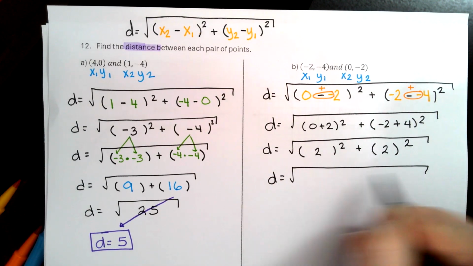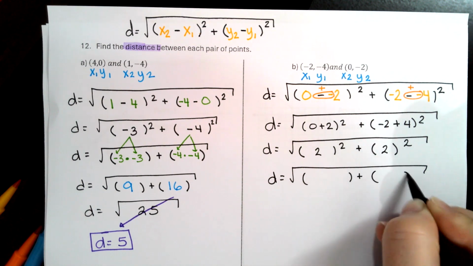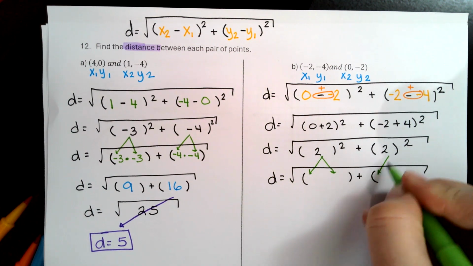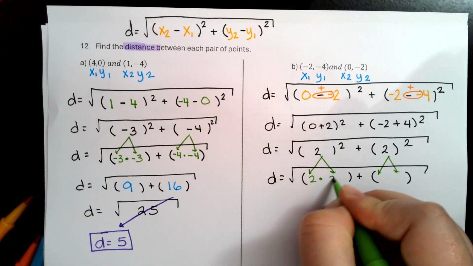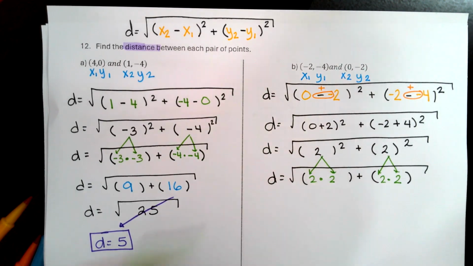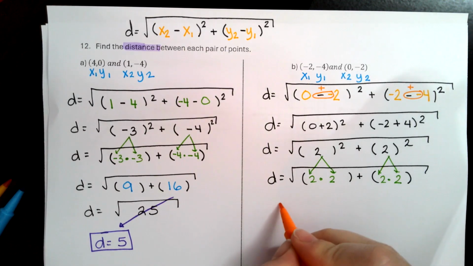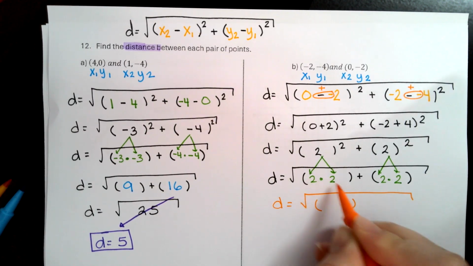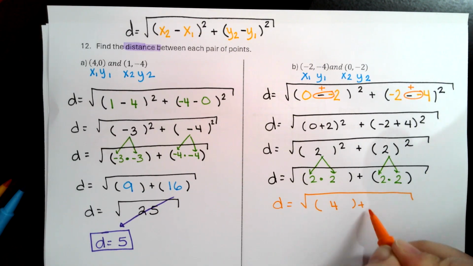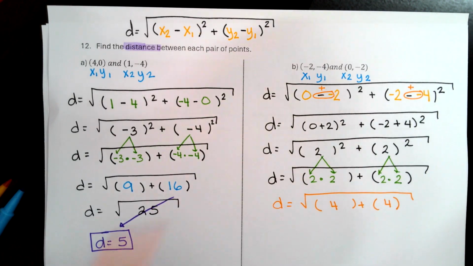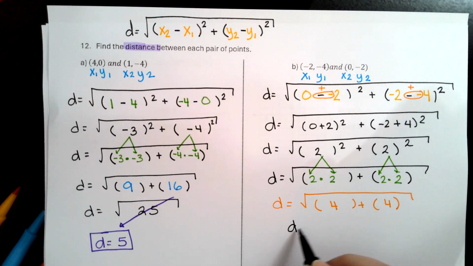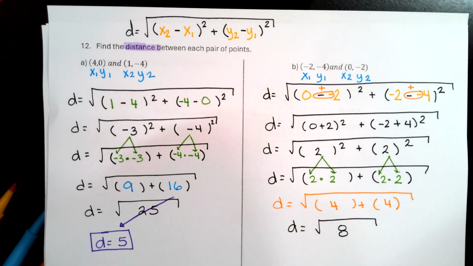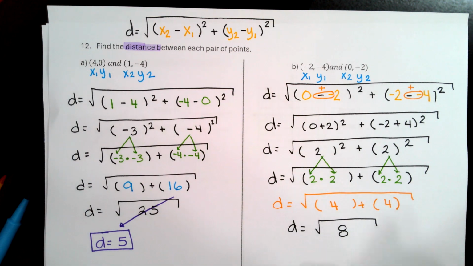We need to expand and expand our 2 times 2. And then go ahead and multiply. 2 times 2 is 4. 2 times 2 is 4. Add. 4 plus 4 is 8. And okay, here, again, this is not our answer. We do need to simplify.